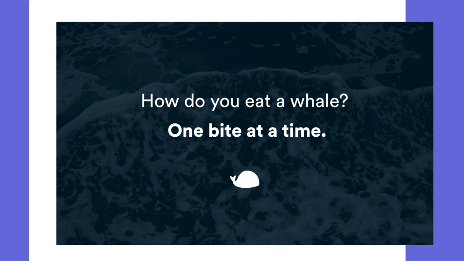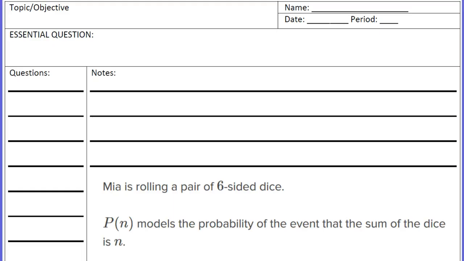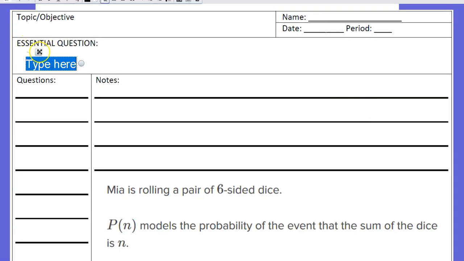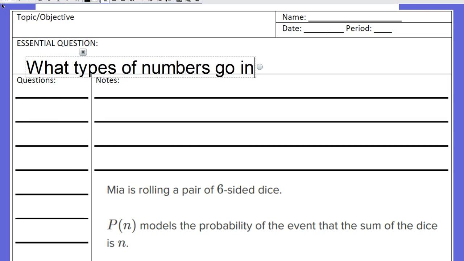Okay, so we are continuing our mission to eat the whale of the final, one bite at a time. Previously, we've talked about functions, we've talked about sequences. Today, we have a new subject. The essential question is, what types of numbers go in the domain? That's the input.